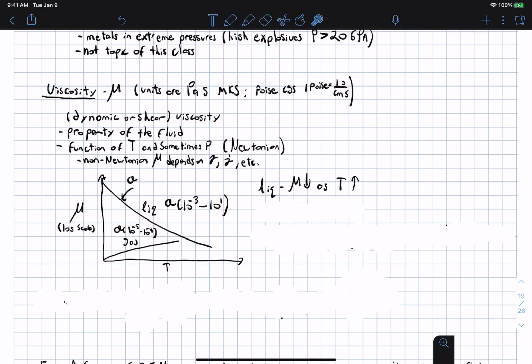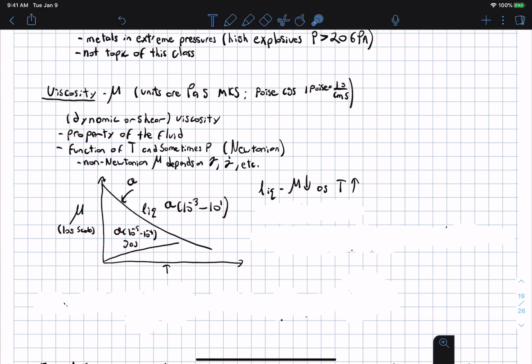So if you heat up a liquid, it will typically become less viscous, and it'll act, quote unquote, thinner. But again, in this class, do not call a fluid that has low viscosity thin, and a fluid that has high viscosity thick. You can use that in your everyday life, but in this class we need to use proper scientific nomenclature. And now gases have the opposite behavior.